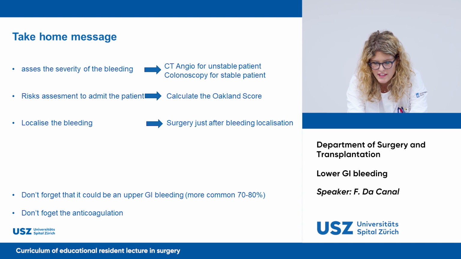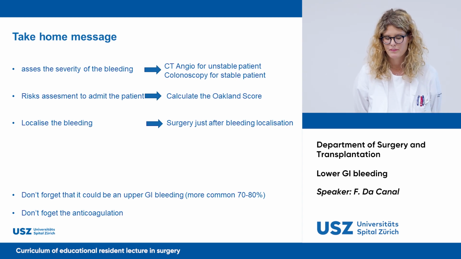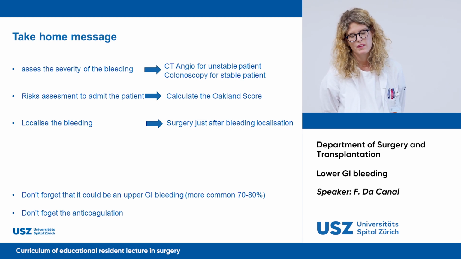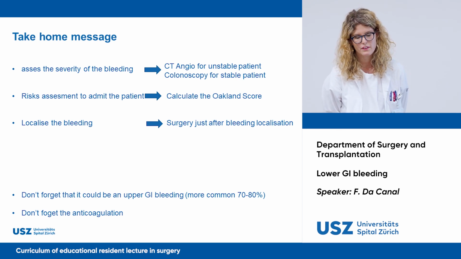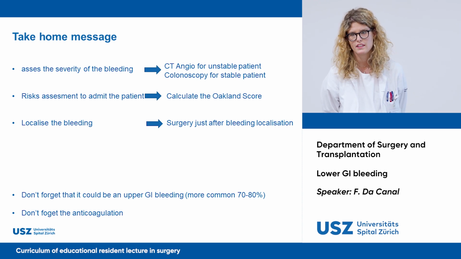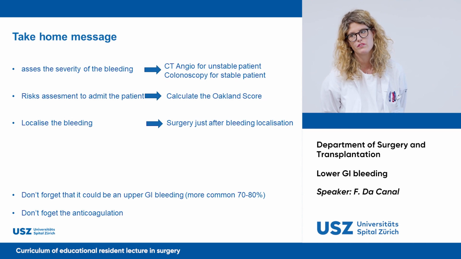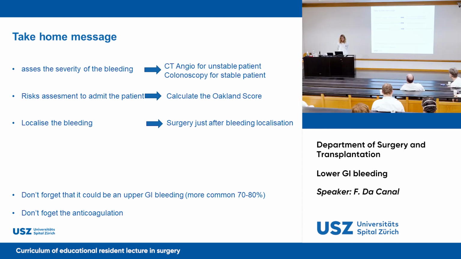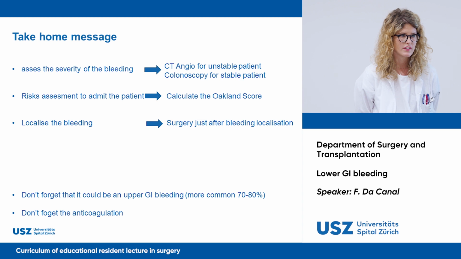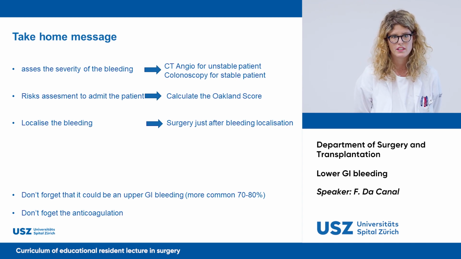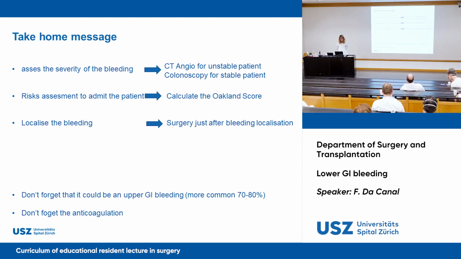So the take-home messages of my presentation are, first of all, assess the severity of the patient and proceed to an angiography if the patient is unstable, and to a colonoscopy for a stable patient. It can be useful to calculate the risk assessment using the Oakland score to understand if a patient needs to be hospitalized or if we can proceed with outpatient treatment.